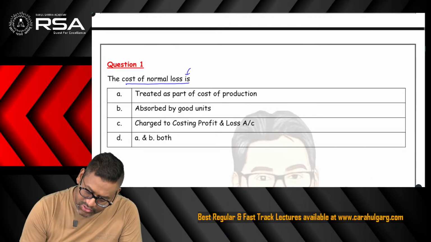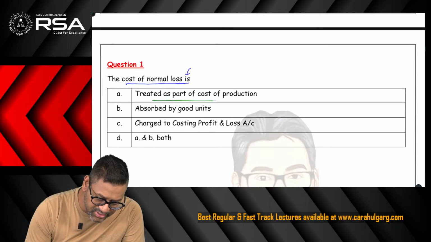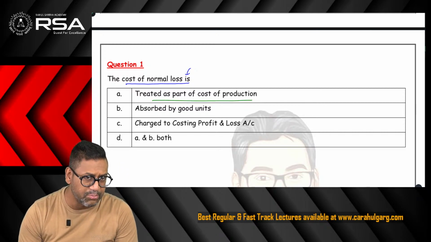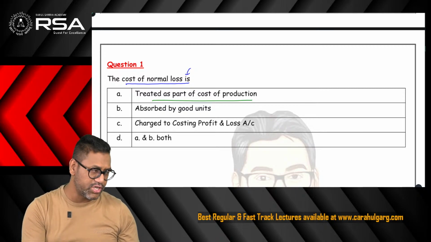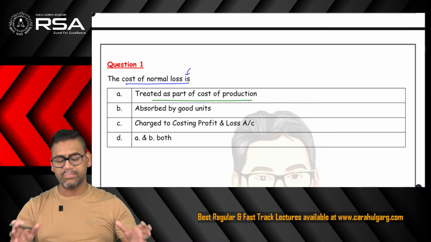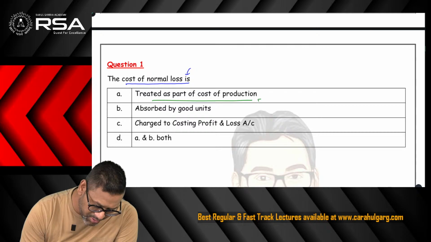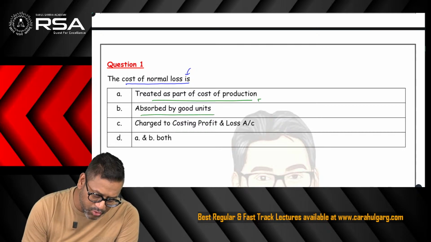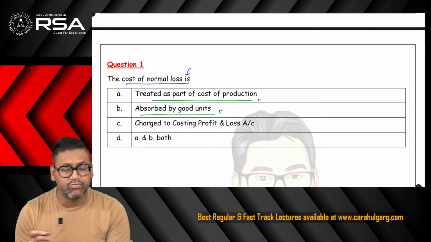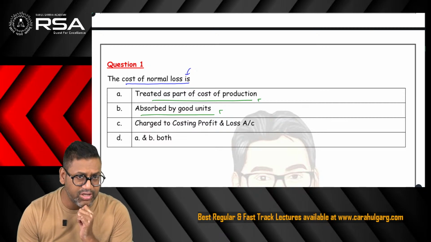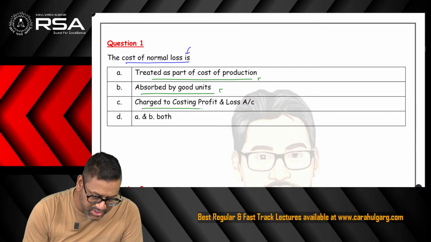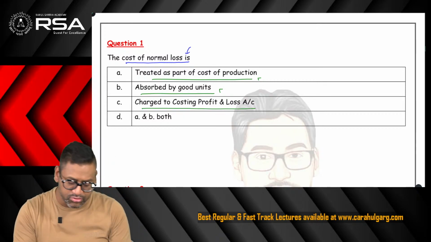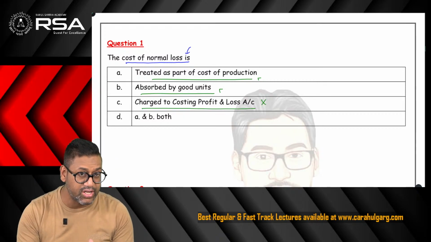The first one says the cost of normal loss is treated as a part of cost of production. So you tell me whether it is correct or not. Absolutely correct. The cost of abnormal loss is taken to costing P&L, but the cost of normal loss is treated as a part of cost of production. So this seems to be correct. Then it says it is absorbed by good units. Now this is also correct, but we know that only one option can be correct, so we will have to wait and read the further options. The third one says it is charged to costing P&L account. This option is wrong because this is true in case of abnormal loss.